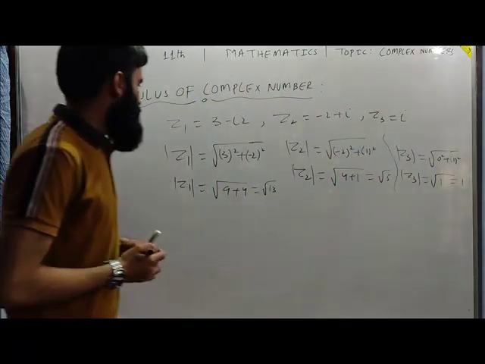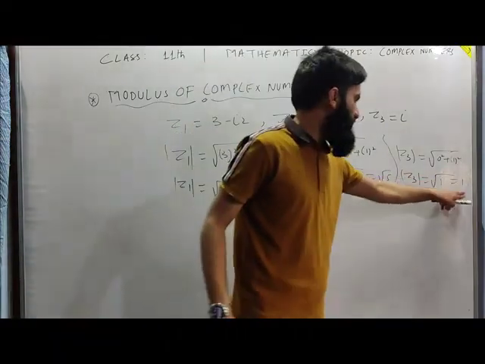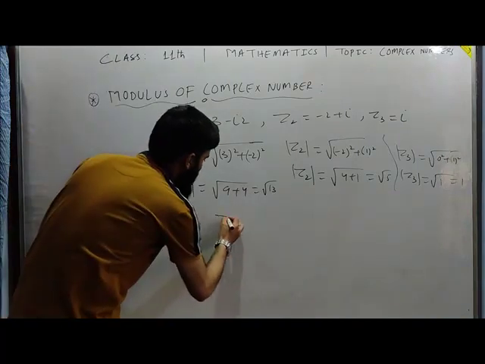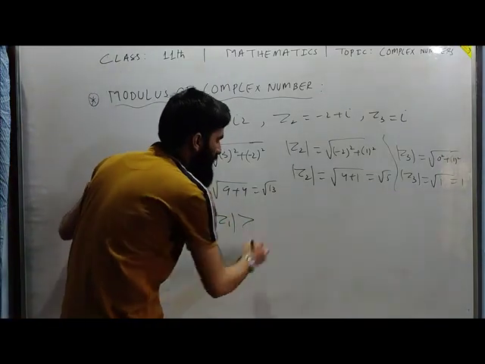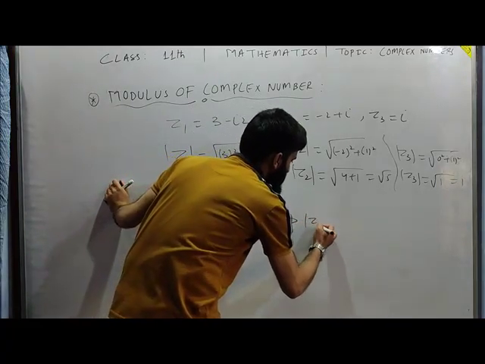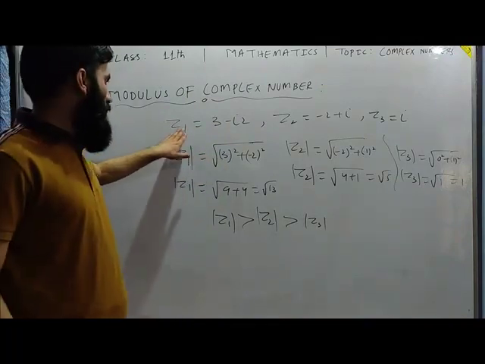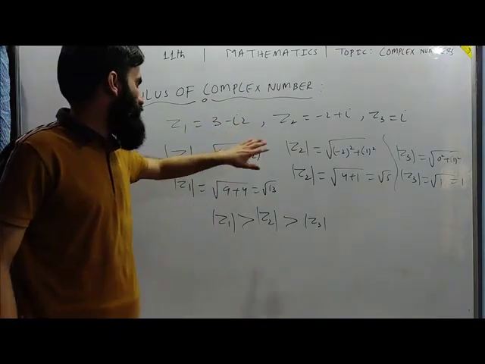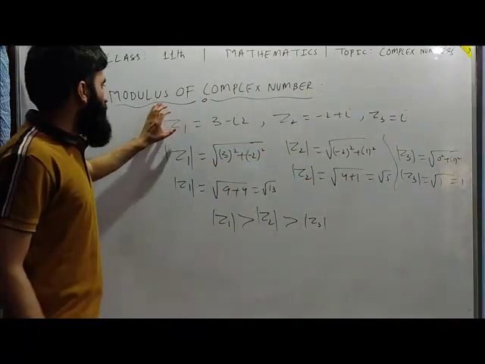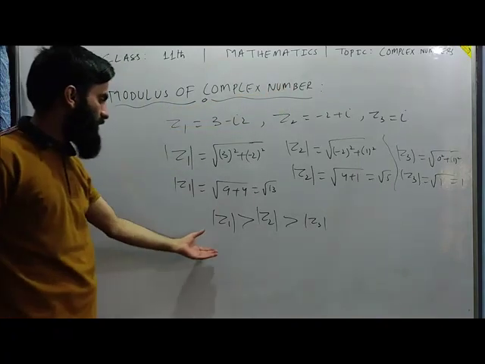Now we just compare. Mod of z1 is square root of 13, mod of z2 is square root of 5, and mod of z3 is 1 only. So from this calculation, mod of z1 is greater than mod of z2, and mod of z2 is greater than mod of z3. So which one is the bigger complex number? Obviously z1, which is 3 minus iota times 2, is a bigger complex number than z2 and then z3. So by magnitude, you can have that.